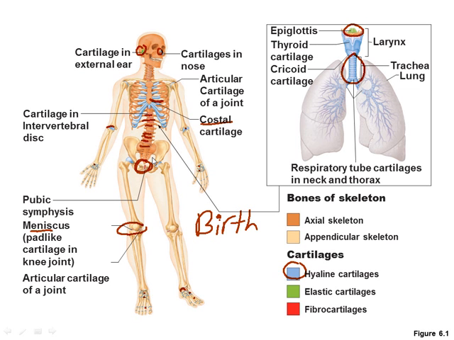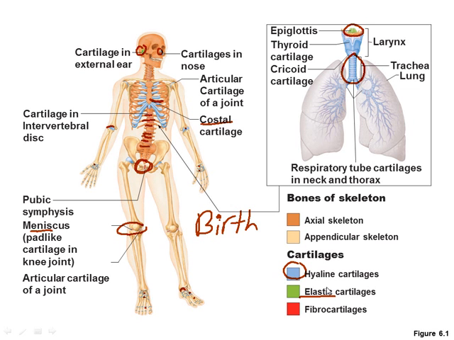Now, it will go back, but not quite where it was before. That's why your hips are a little bit wider after birth than they were before, okay? Because it's already stretched a little bit. It doesn't have quite the recoil that the elastic cartilages do. So that's our 3 types of cartilages.